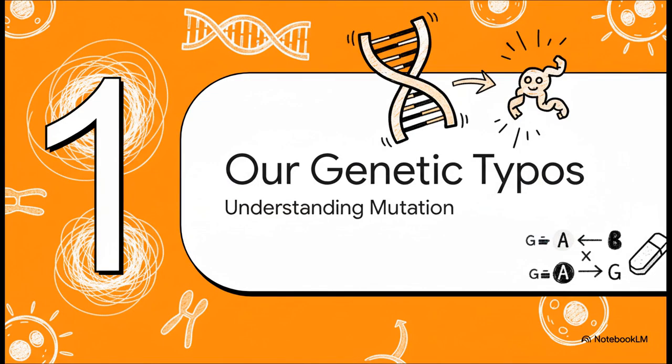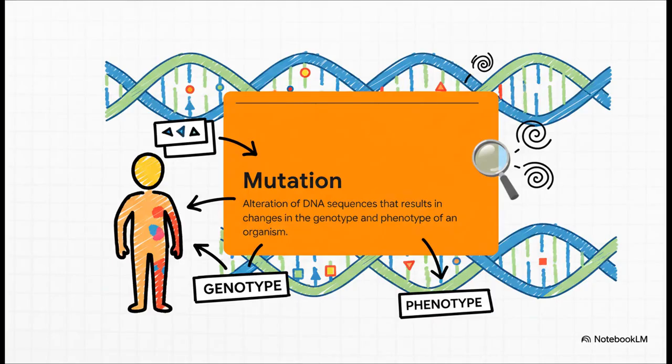All right, first things first. Let's talk about our genetic typos. We need to get to the very heart of the matter and really understand what a mutation is. Okay, so what is a mutation? At its core, it's just a change in our DNA sequence. Simple as that. Now you'll see two words here, genotype and phenotype.